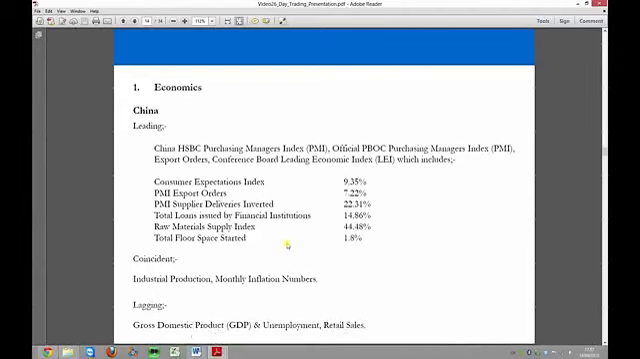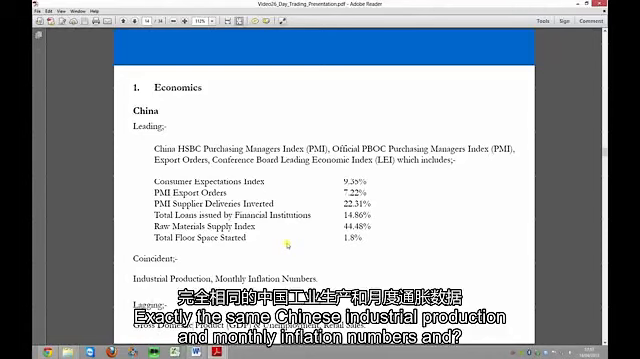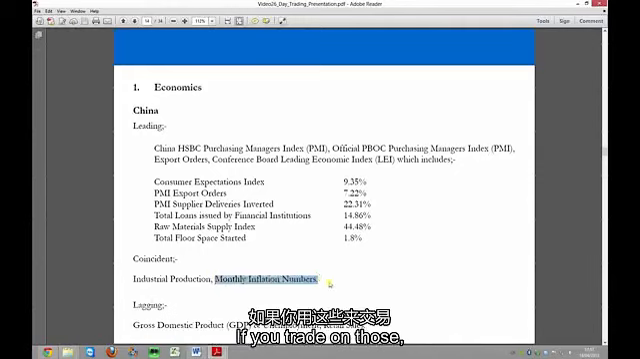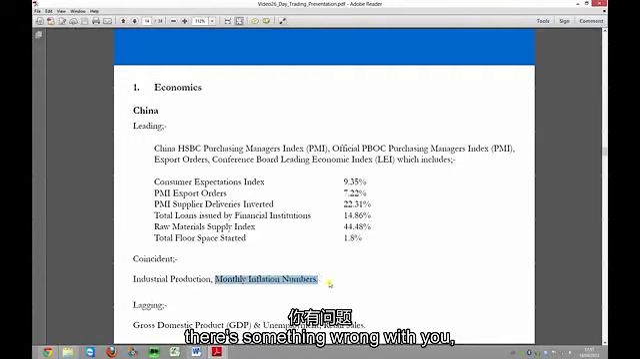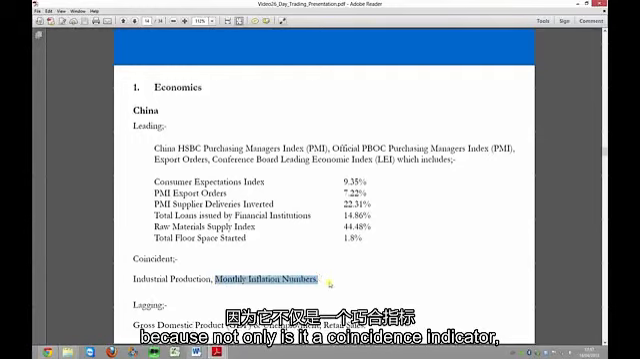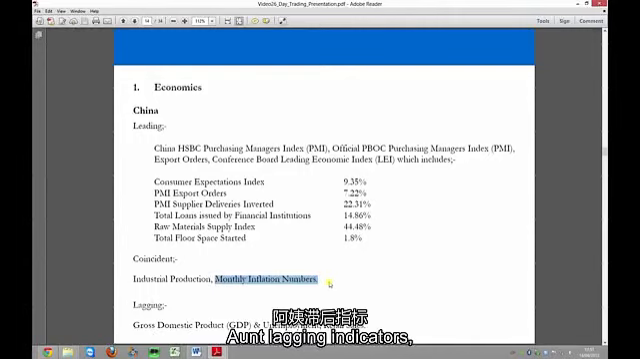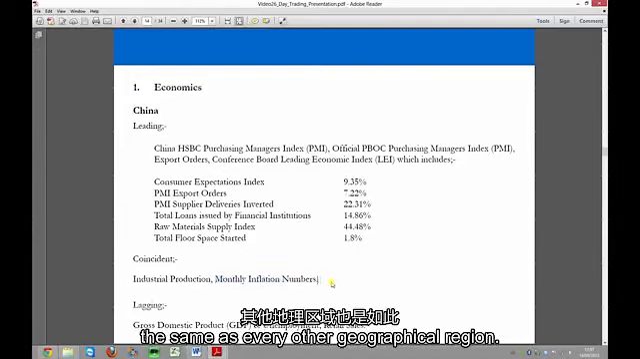Coincidence indicators in China, exactly the same. Chinese industrial production and monthly inflation numbers. And monthly inflation numbers in China, if you trade on those, there's something wrong with you, because not only is it a coincidence indicator, but the numbers are probably just made up anyway. And lagging indicators, gross domestic product, unemployment, retail sales, the same as every other geographical region.